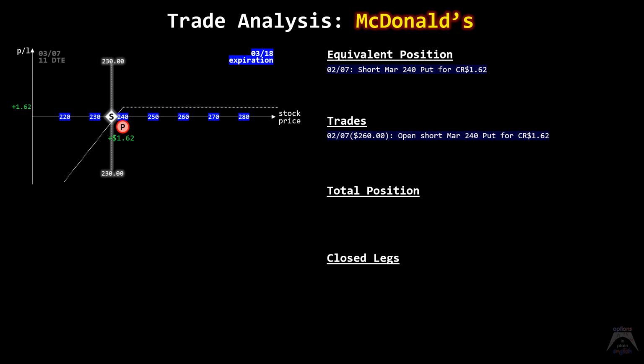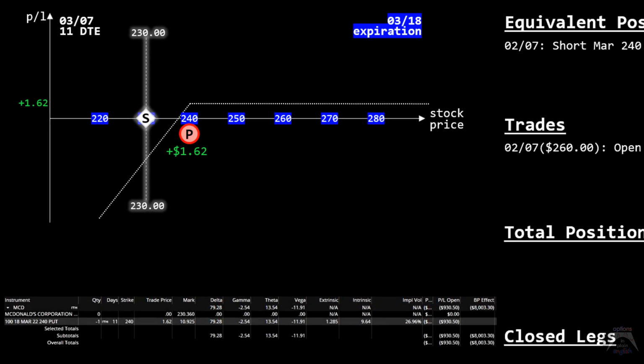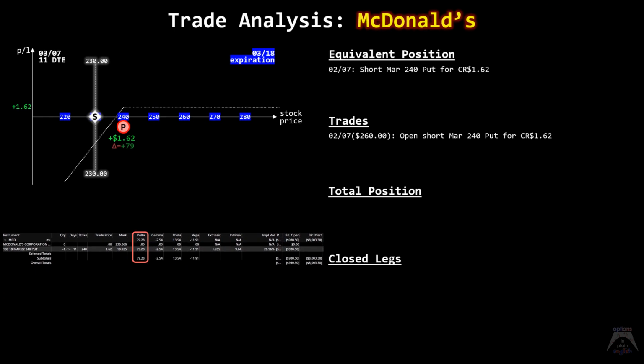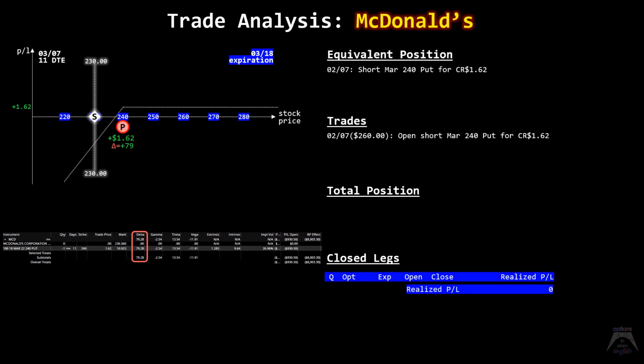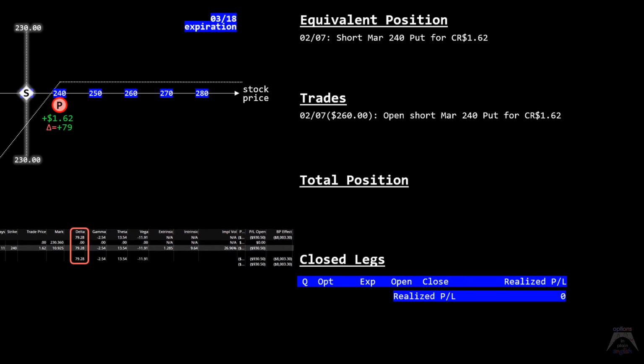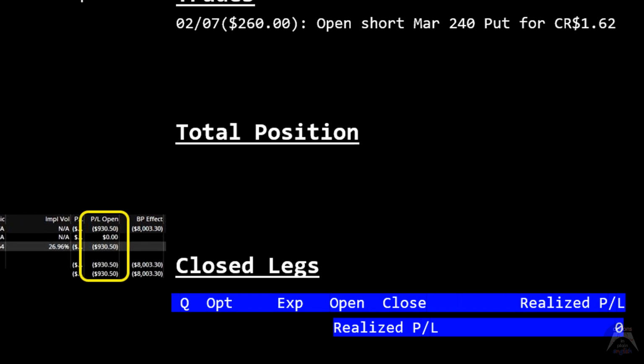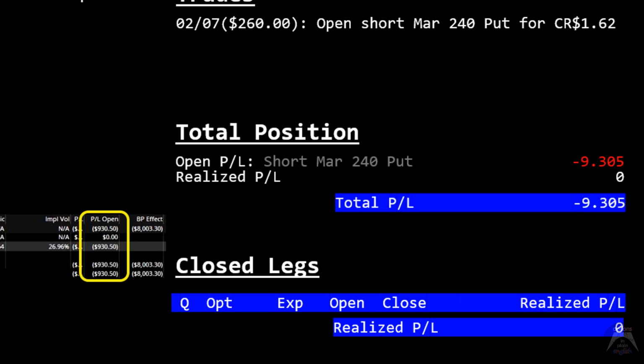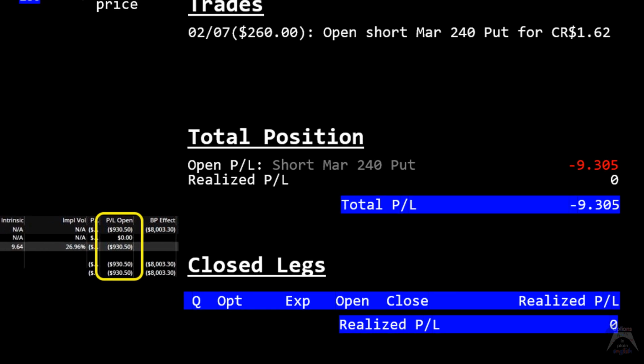After 1 month passes and the stock goes down to 230, we see that delta went up to 79 and that we continue with no closed legs yet, but we now have an open P&L of minus $930.50, or a loss of 9.305 per contract. This makes our total P&L the same as our open P&L since no legs have been closed out yet.